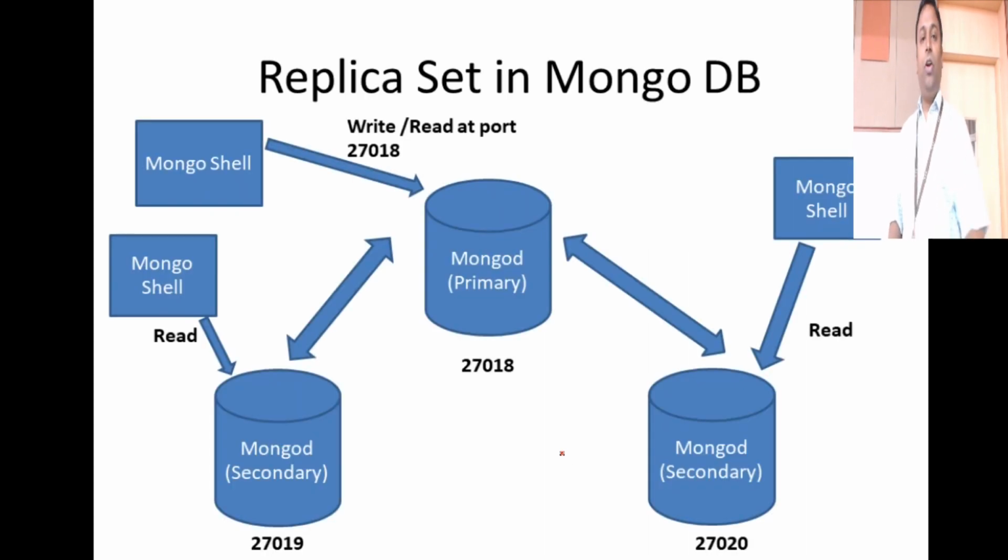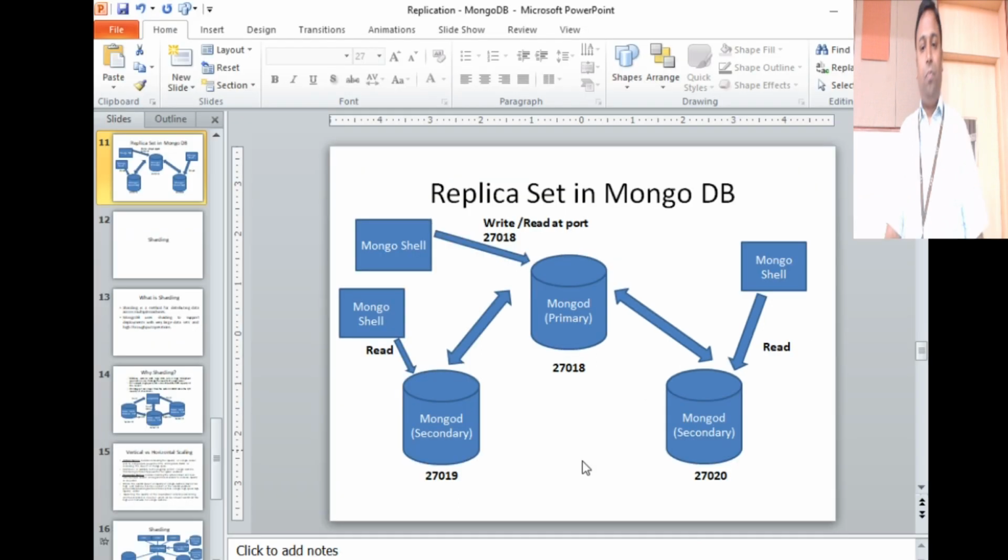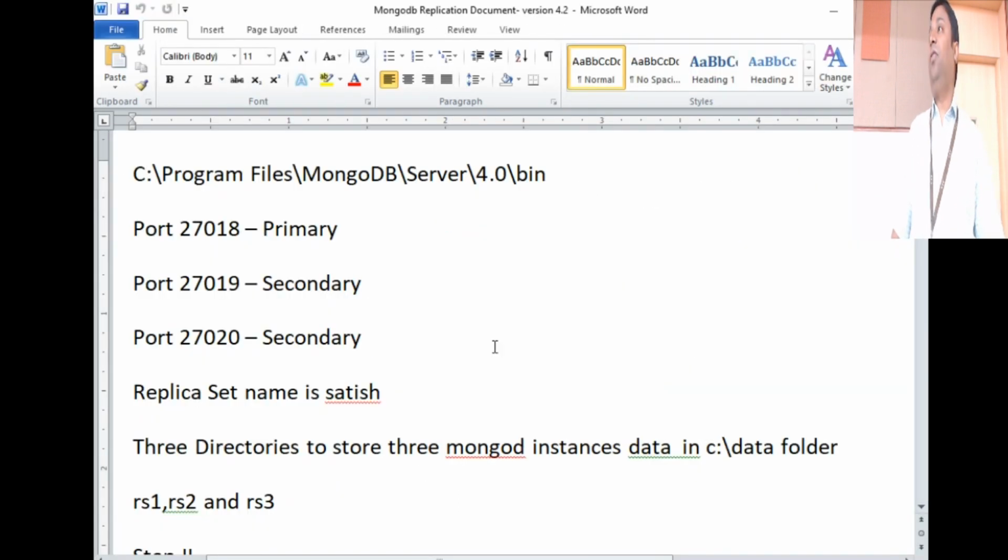How this demo is going to be is, we're going to configure 3 MongoDB instances in the given port numbers, and then we are going to run some queries and create this replica set, and then we'll see all these things. So I have created a document for my replica set creation.